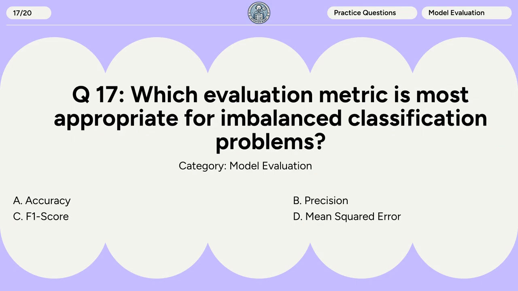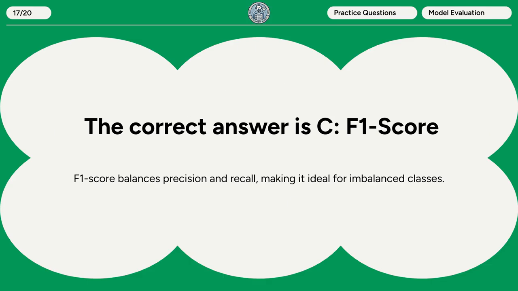Question 17. Which evaluation metric is most appropriate for imbalanced classification problems? A. Accuracy. B. Precision. C. F1 score. D. Mean squared error. The correct answer is C. F1 score. F1 score balances precision and recall, making it ideal for imbalanced classes.